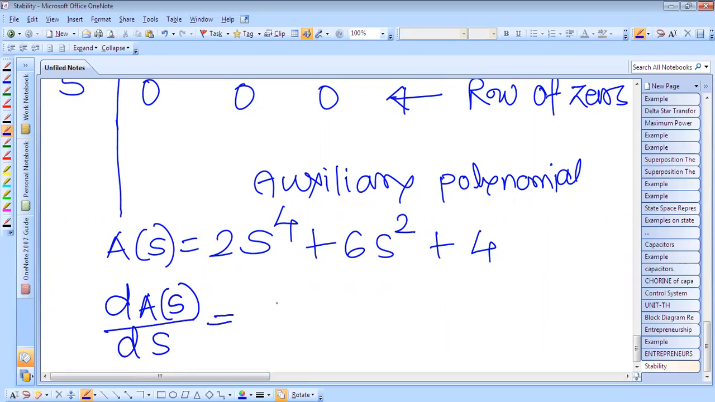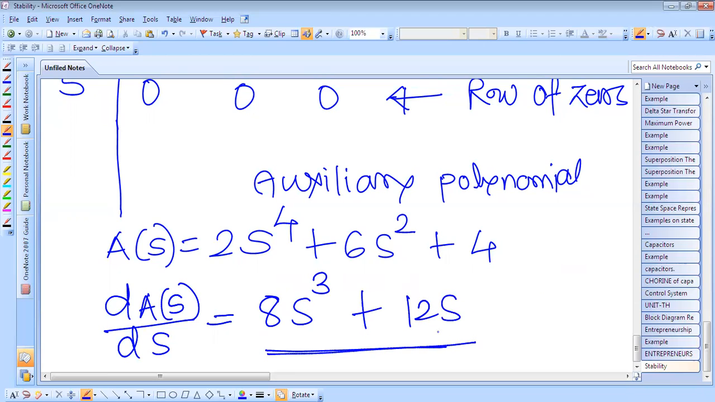So this is 8s cube plus 12s. This is the differential. After differentiating, we have got this equation, and we have to replace the row of zeros by the coefficients of this differential equation. So replace the row of 0 by the coefficients of this auxiliary equation. So instead of this 0, we have to replace it by 8.